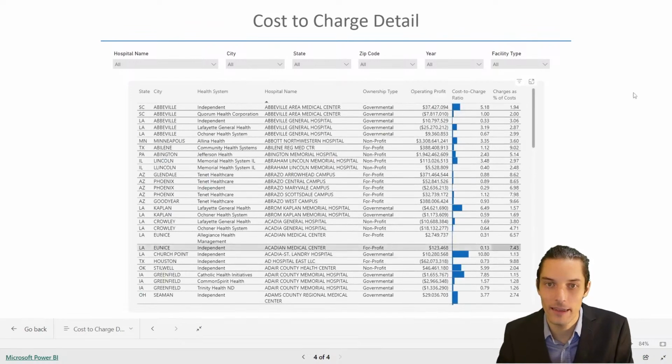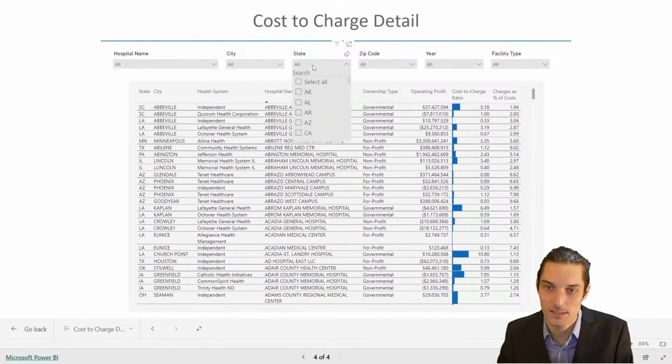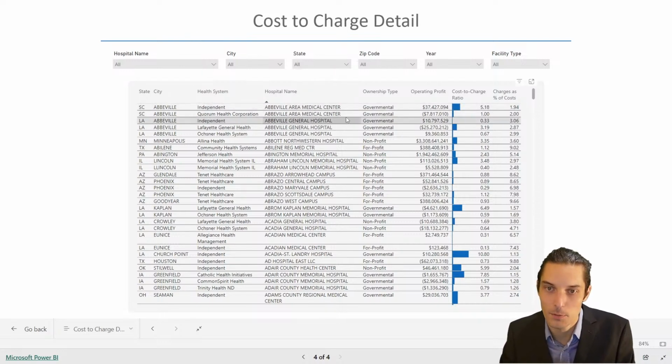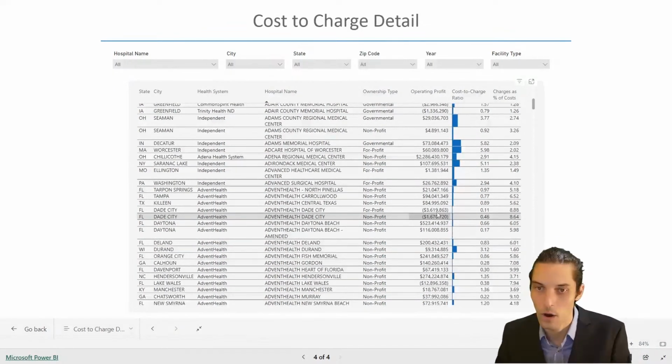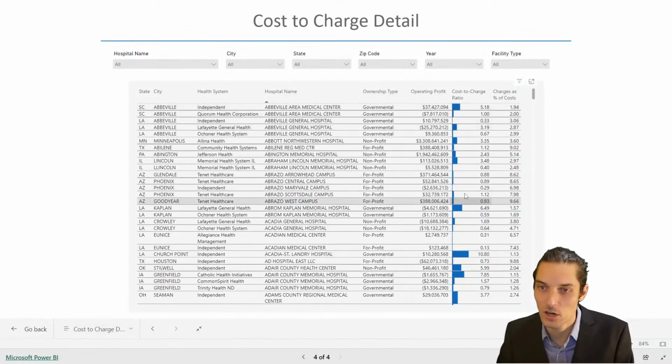Likewise, at the very end, I created a cost to charge detail where you can find a specific hospital that you're looking at, or specific city or state, and then understand the healthcare system that hospital is in, the ownership type, what their operating profit is, in case you want to get a sense of their profitability, their cost to charge ratio, and charges as percent of cost.